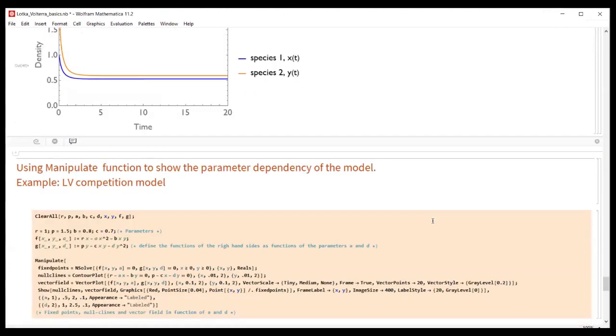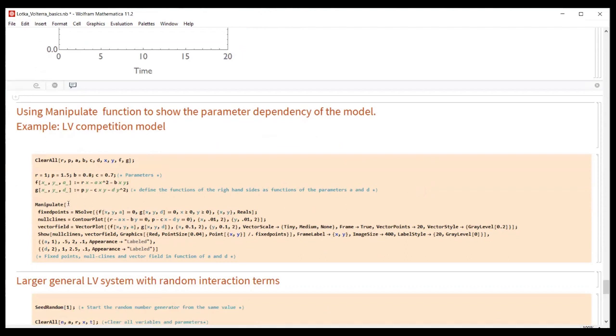Okay, so Mathematica has, among many other very helpful and comfortable commands, another very, very good option. You can visualize a dynamical system while manipulating the parameters in real time. So you can use the so-called Manipulate. You can see here the Manipulate function, and you can define two equations.